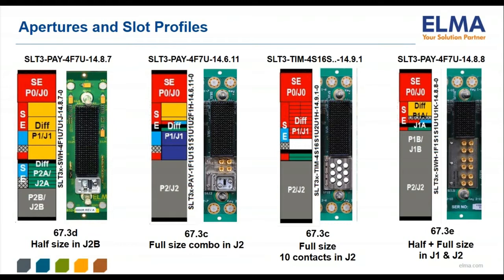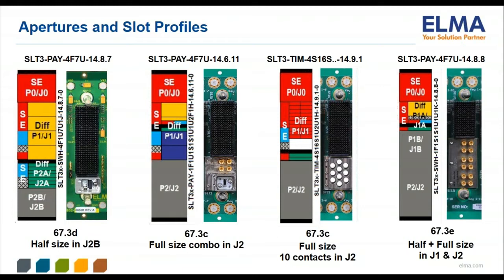The first one, the 14.2.11 slot profile, contains a full-size 67.3C aperture, which the photo shows to be populated with a combo connector module containing 4 SMPM coaxial contacts as well as an MT optical ribbon ferrule. The second, VITA 14.9.1, also contains a 67.3C aperture. However, the photo shows that in this case it's populated with a module containing 11 SMPM coaxial contacts arranged in 3 rows.